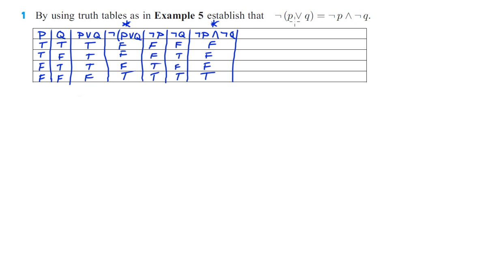So they say let's show that these two are equal. So now we just look at these 2 columns and notice that this is false, false, false, true, and this is false, false, false, true. So we have now shown that these 2 are equal, right? So we know that those are logically equivalent.